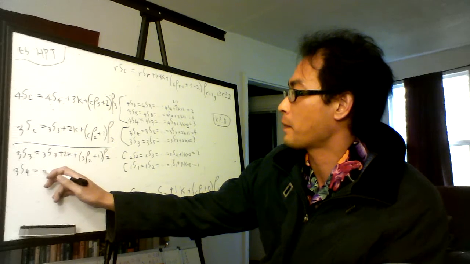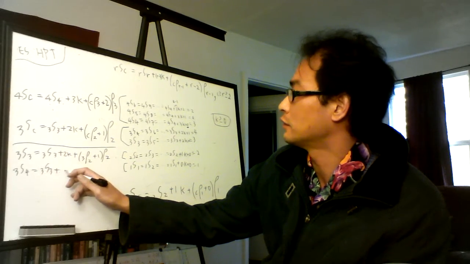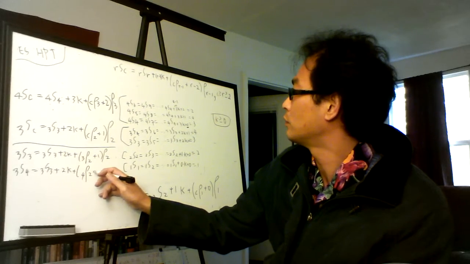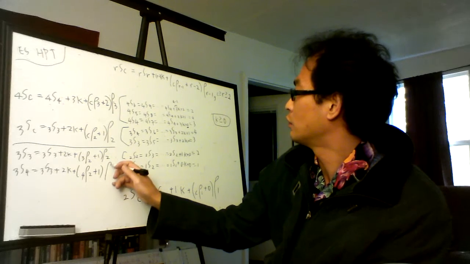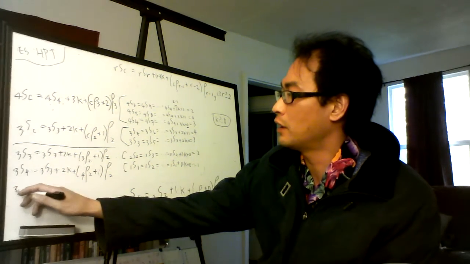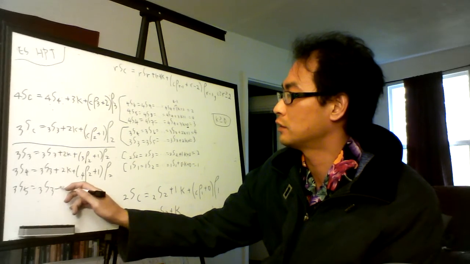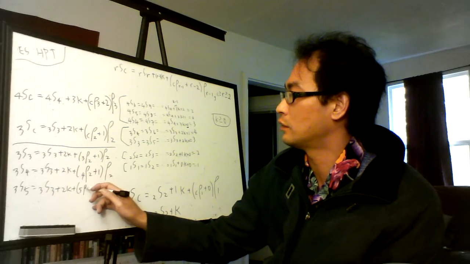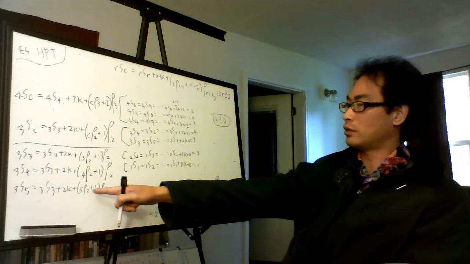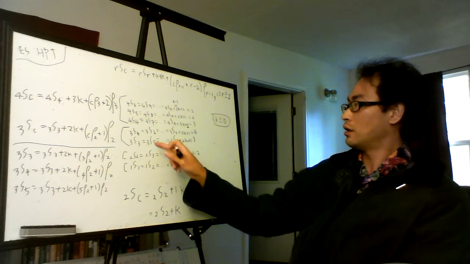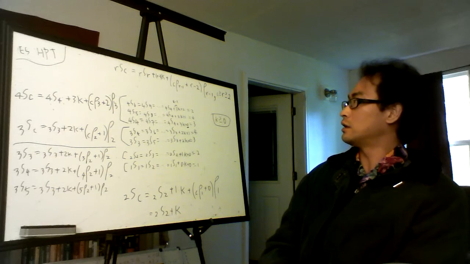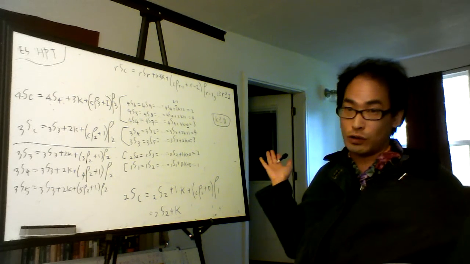3S4 is equal to 3S3 plus 2k plus 4 rho 2 plus 1 rho 2. This becomes plus 1, so that's good. How about 3S5? Zero. 1 plus 1, 2 rho 2 is 0. So 3S5, boom, done. It's beautiful. It works so beautifully.